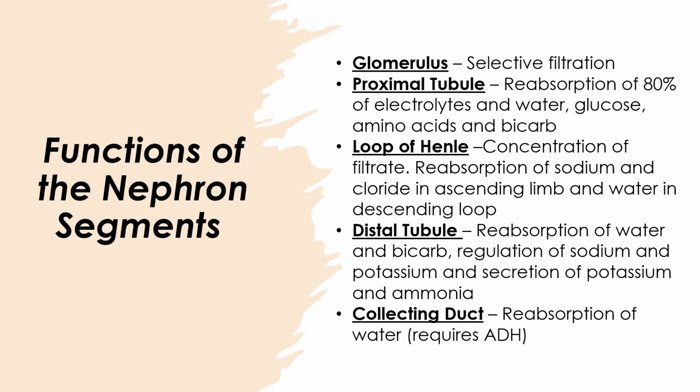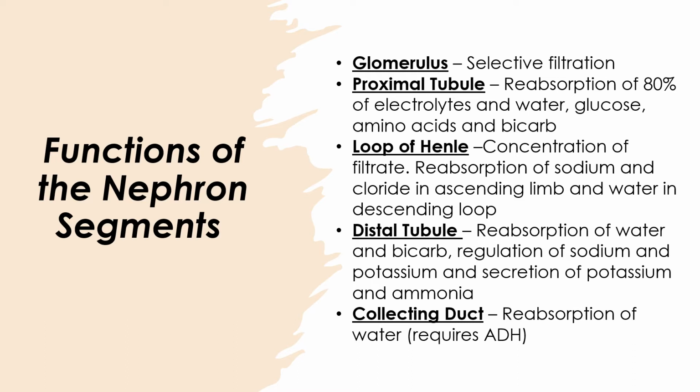So this is what I want you to know about the segments of the nephron, okay? I know Lewis, our textbook, goes into great lengths describing the tubule functions, but please just know this information only. The glomerulus is for selective filtration. Urine formation begins, our blood is filtered. Then we have the proximal tubule, and its job is reabsorption of 80% of electrolytes and water, as well as glucose, amino acids, and bicarb.